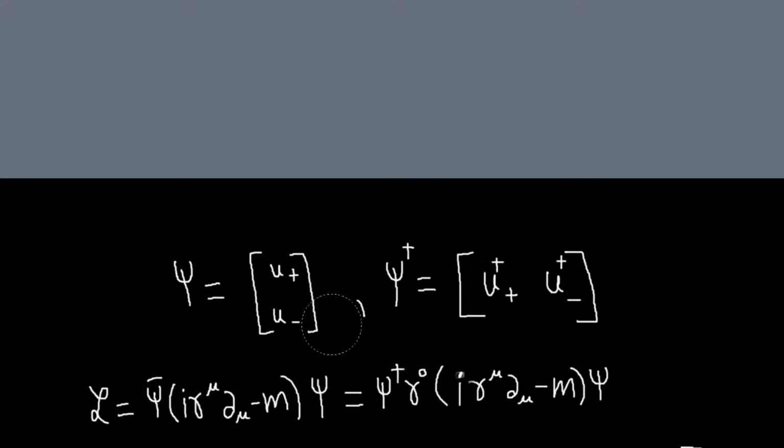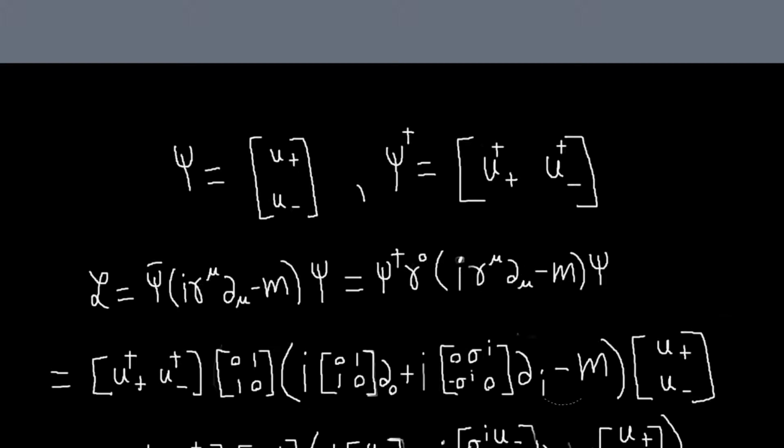And then we plug that into the Dirac equation, or rather into our Lagrangian. So this is our Lagrangian, psi bar, again psi dagger times gamma 0. So it's this, and we can just plug everything in. So psi dagger is this. It's a row matrix.